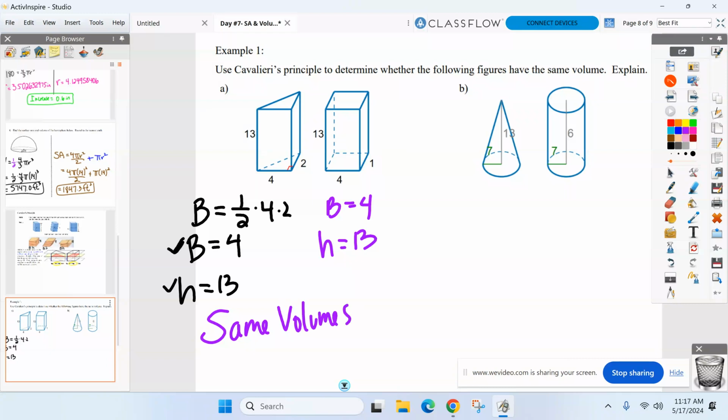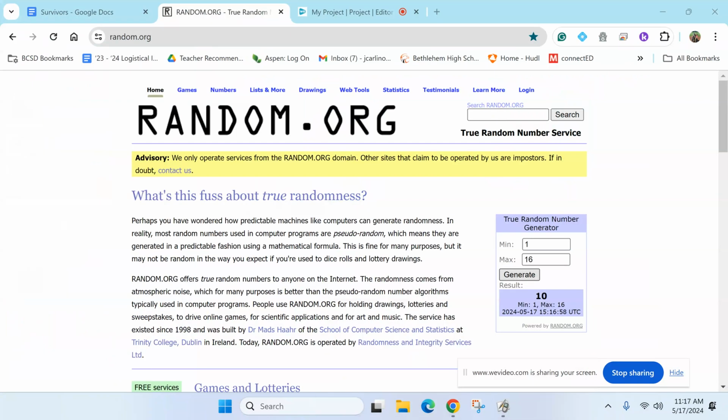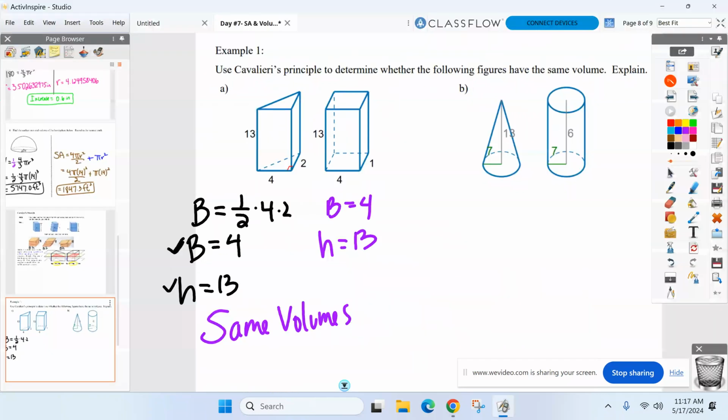Okay? Questions? Do we need to do as much work in part B? No, I'm not going to have you find the base areas. Why not? I don't need you to find the base. They're going to come out to be the same, but I don't need you to find them. What do you already notice is different right away? Amy? The heights are different. Done. Heights are different. H equals 13. H equals 6. Even if the base areas are the same, different volumes.